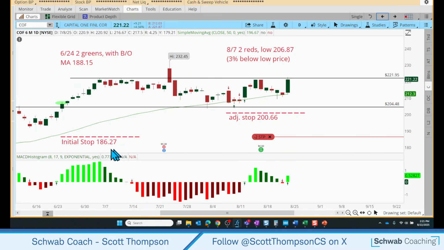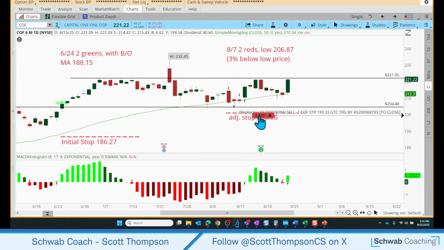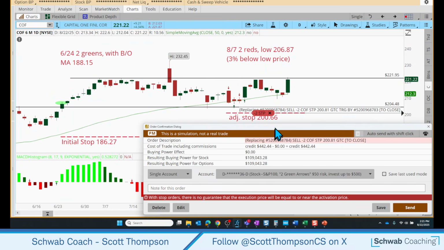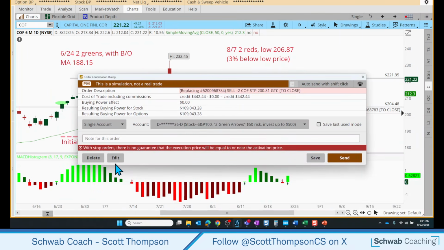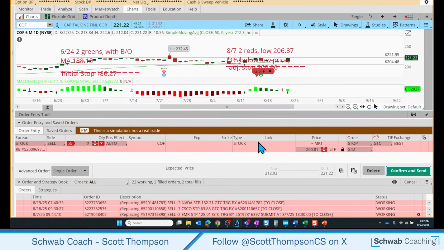And so we would just take our existing stop, and this is a cool feature on Thinkorswim. I can left click on my existing stop order and just drag it up. And you can kind of watch that price, but I don't worry too much about that because it's hard to get it right on the right price. But when you let go of that, it'll bring up an order edit, and you can put in your $200.66.